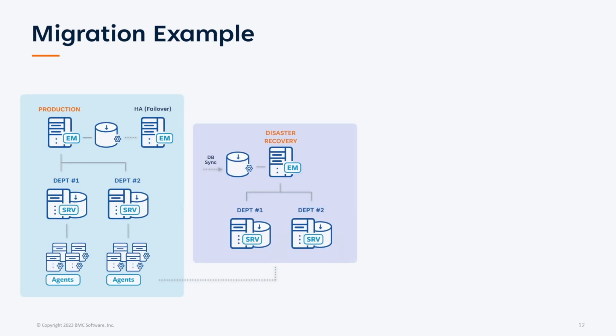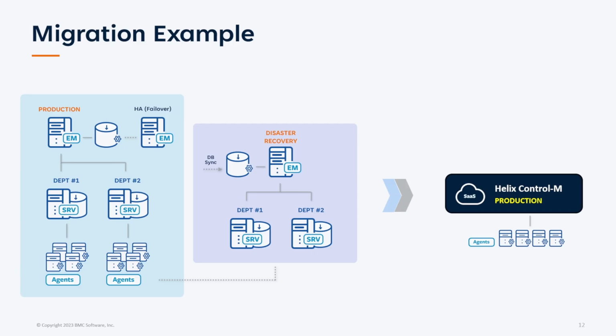Now let's say you also have a disaster recovery data center and you replicate the Control M data periodically. Again, this would be mapped to a single Control M tenant, which would be maintained by BMC as we provide the infrastructure for both high availability and disaster recovery solutions.